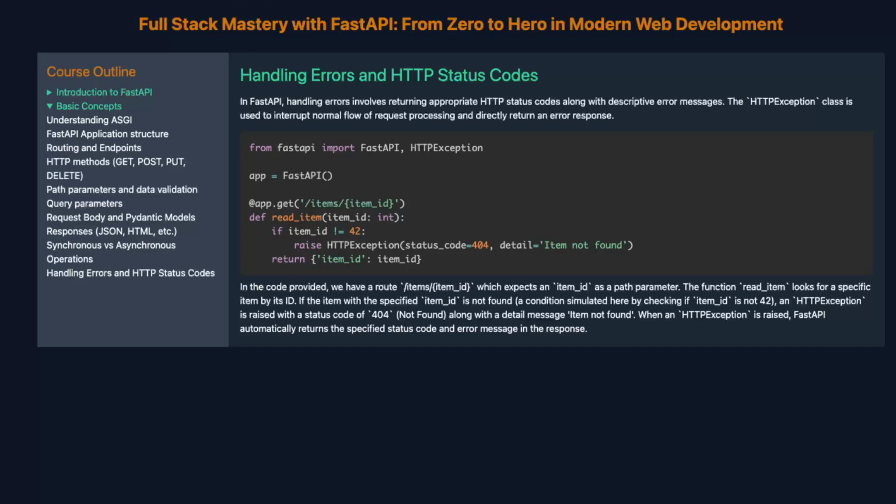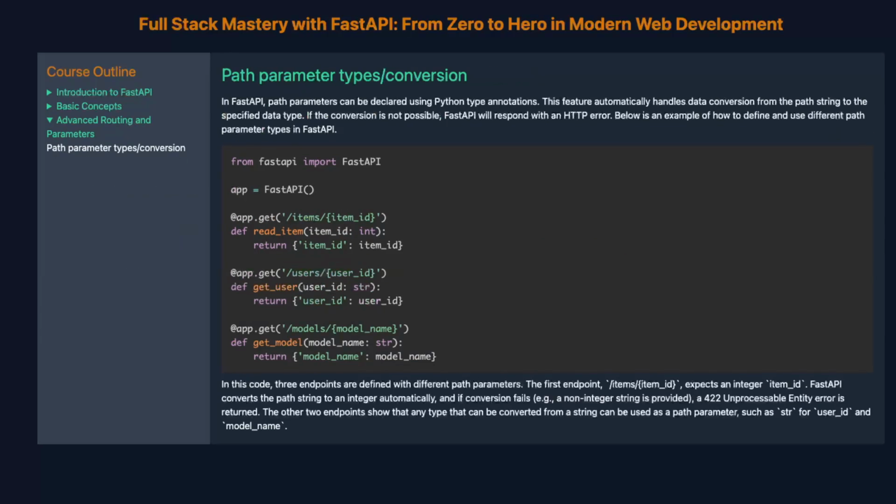If the item with the specified item ID is not found, a condition simulated here by checking if item ID is not 42, an HTTPException is raised with a status code of 404, not found, along with a detail message, item not found. When an HTTPException is raised, FastAPI automatically returns the specified status code and error message in the response. Path parameter types/conversion.